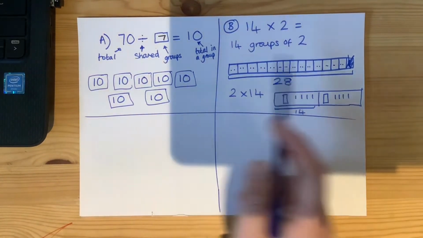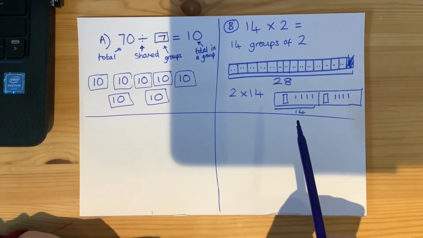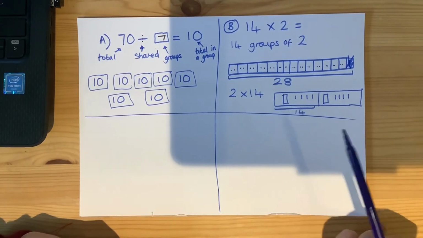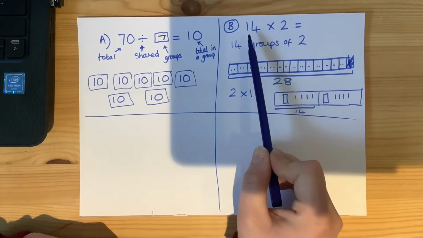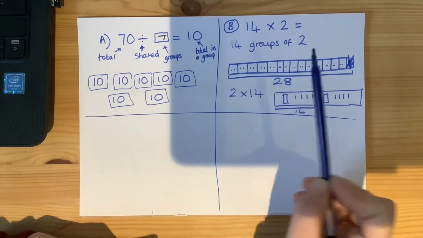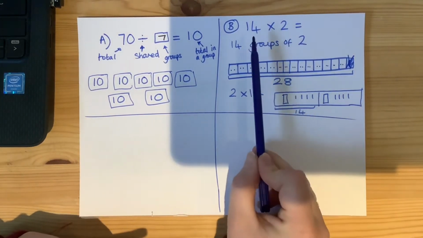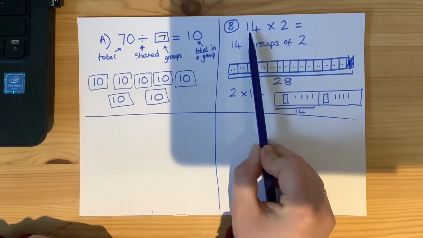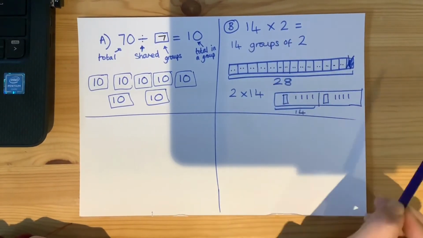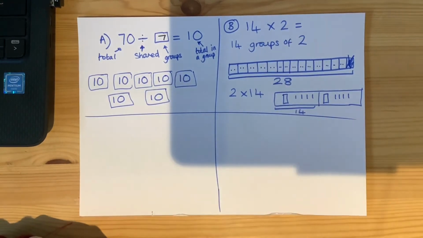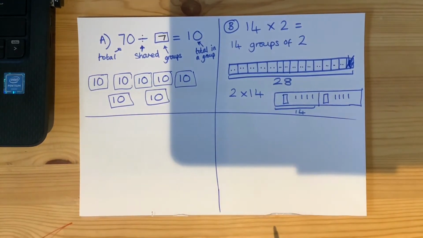Now, if you found these particularly easy, why don't you have a go at writing some of your own and drawing representations yourself? For example, you could do 16 times 2, 24 times 2, 34 times 2, and draw it as different representations. You could try multiplying by a different number, 14 times 3. So you could do 3 groups of 14 or 14 groups of 3, and just have a go at how you would represent that as a bar and then what the total would be.